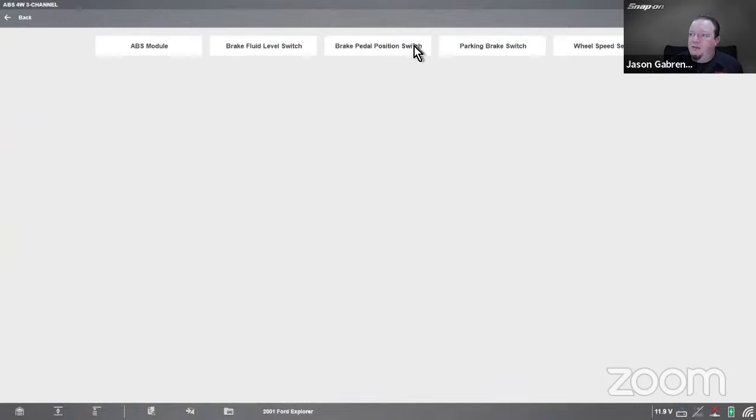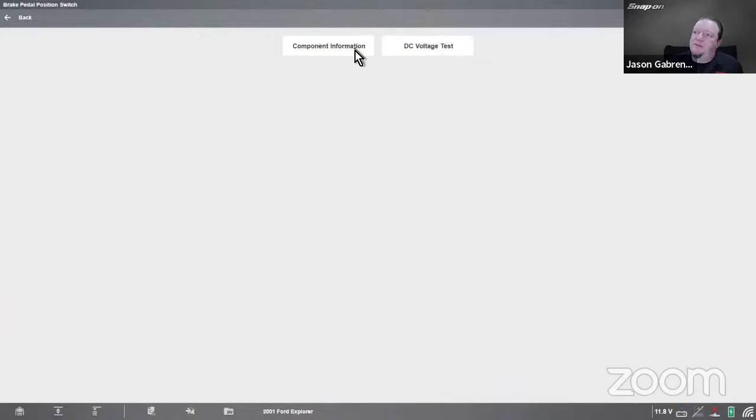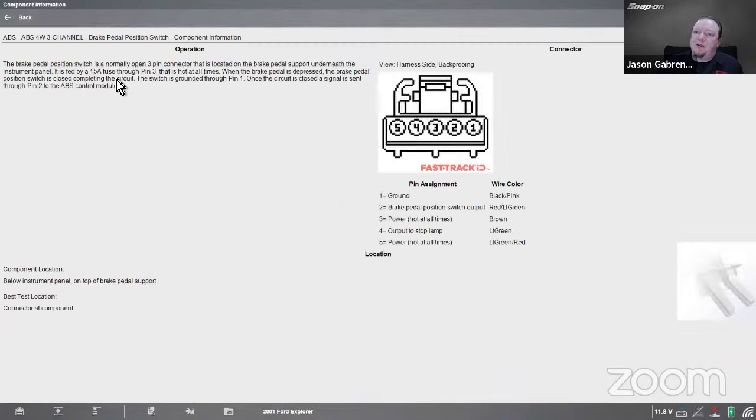And then we have brake fluid level switch, brake pedal position switch. So even back then, the brake pedal position switch is a normally open 3-pin connector that's located in the brake pedal support underneath the instrument panel. It's fed by a 15-amp fuse through pin 3. It's hot at all times.